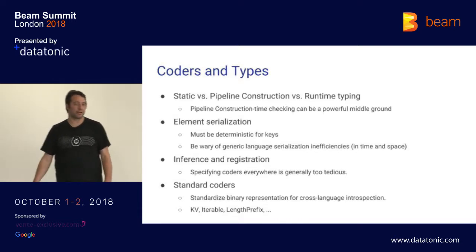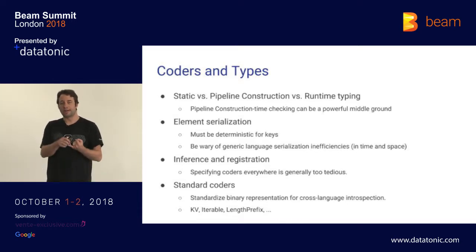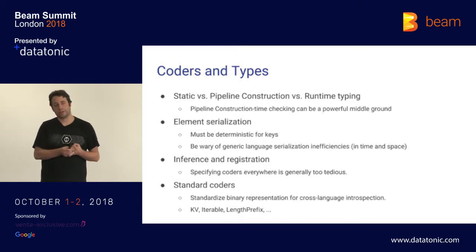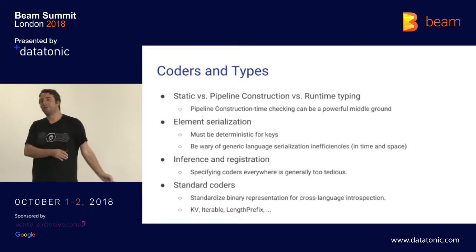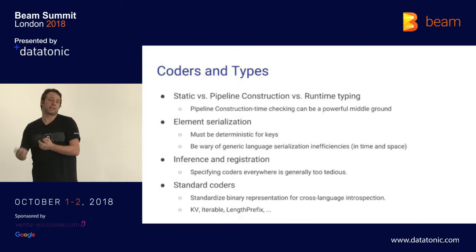The other thing is there are some standard coders you have to provide. So you need to provide a KV coder. You need to provide a coder for iterables. You need to provide this length prefix coder, because there are sometimes when you send the data to the runner, it has to be able to interpret what you have, and maybe pick apart the pieces, like pick out the K of a KV pair to be able to do grouping.